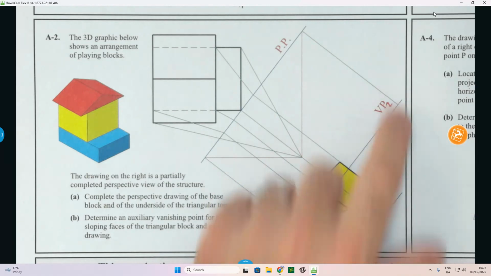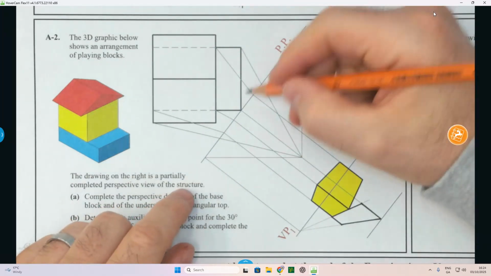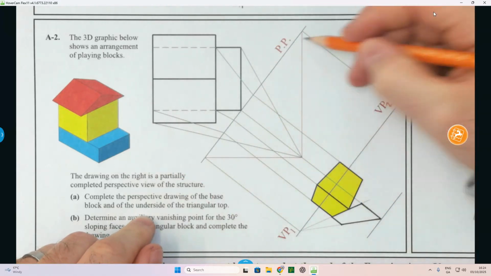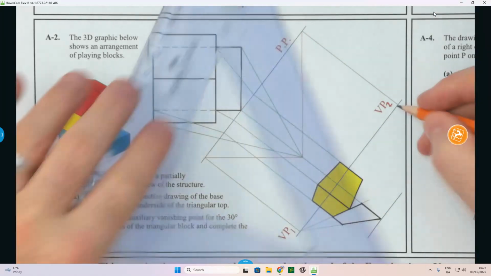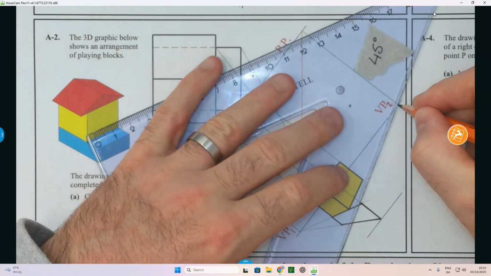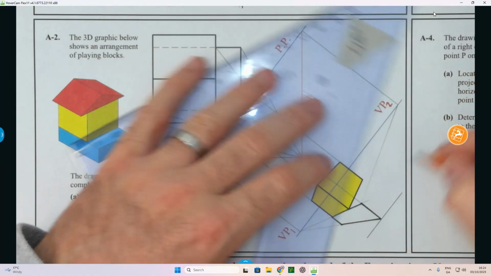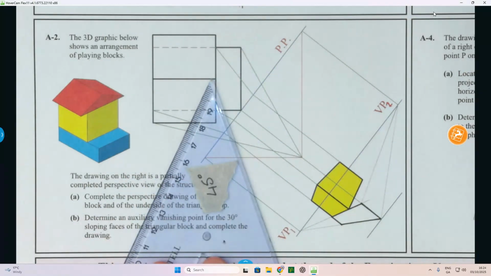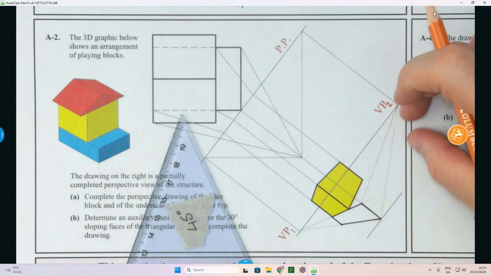Now I need to get the front of the block. So the front of the block, that face there, is going in this direction, parallel with this guy, which means I'm going over to VP2. So from here, VP2, extend it over, and extend it over. Okay, so that face is going in that direction.